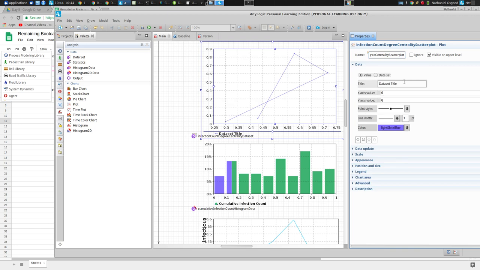I'd like you to define data here. So we're going to have here a data set. We can give each of the axes. So infection count, that's on the x-axis, versus degree centrality, that's for the y-axis.